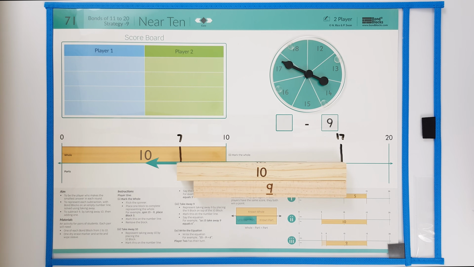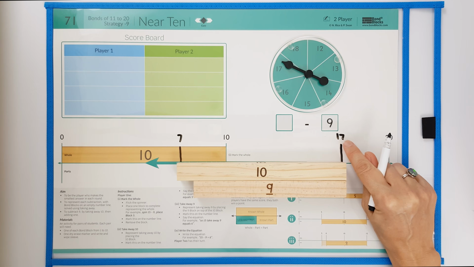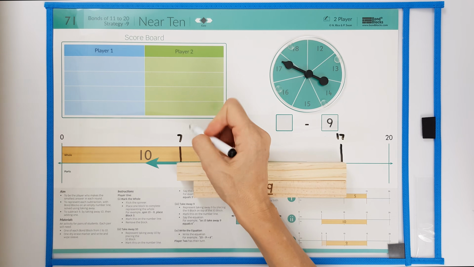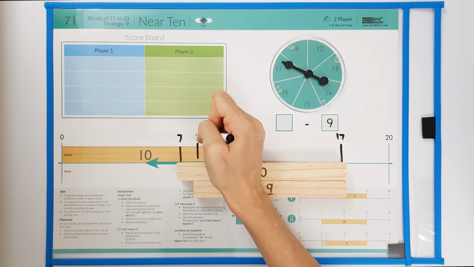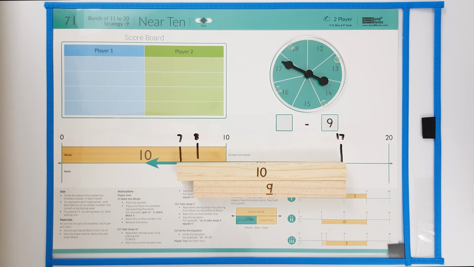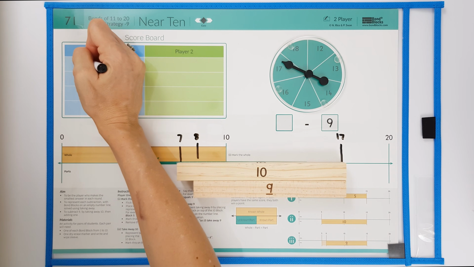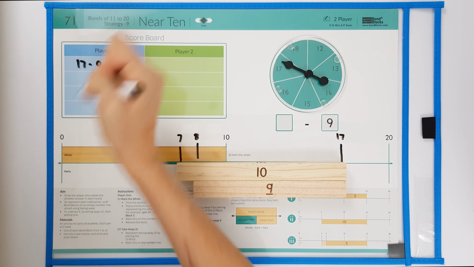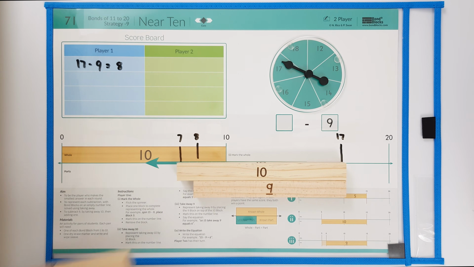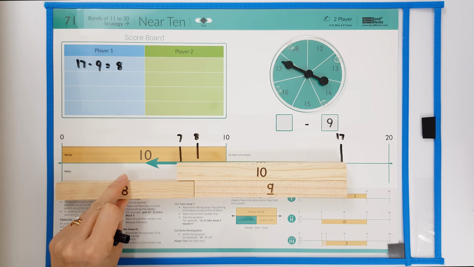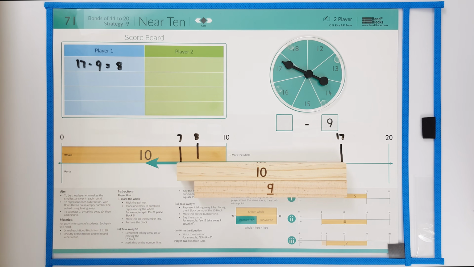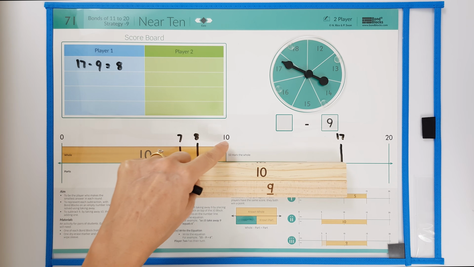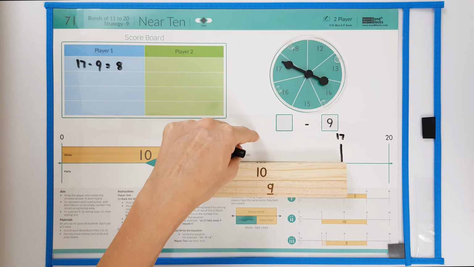We say, so 17 take away 9 equals 8. And I record this. 17 take away 9 equals 8. I can check by placing my number block that's 8, and I can also check that these numbers 7, 8, 10 are in the correct order.